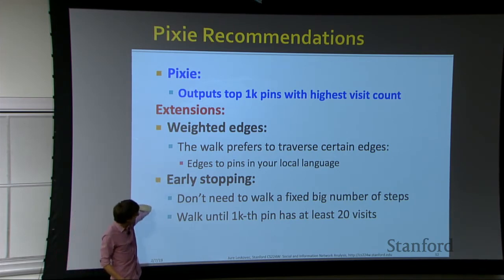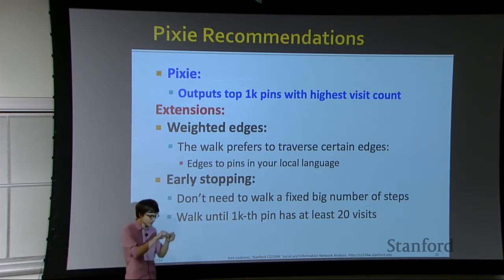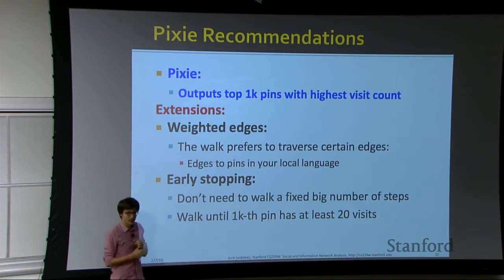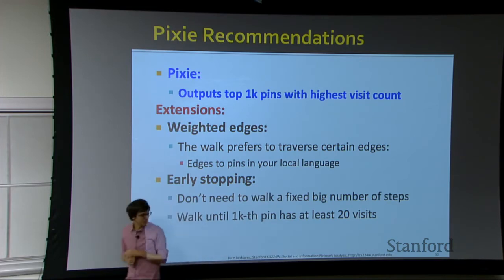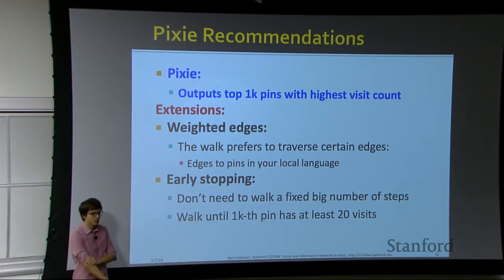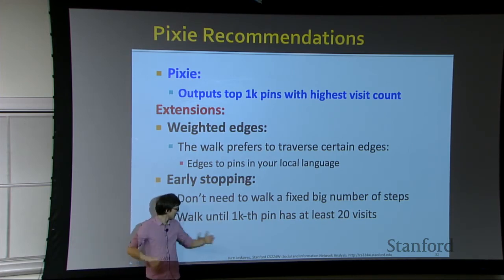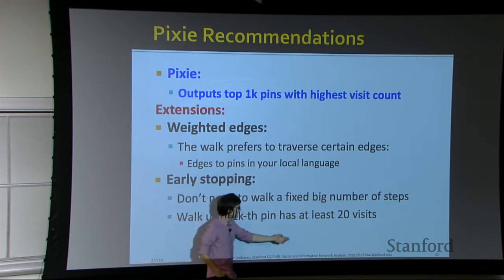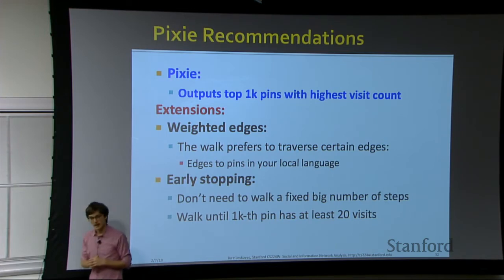So that's one thing. And then the other thing you can do is come up with this method that's called early stopping, right? Even if you simulate these random walks using this Monte Carlo approach, you could simulate them for a fixed number of steps, let's say 100,000 steps. But what you can also do is you don't care to simulate them too long. All you care about is to discover the top 1,000 closest pins to the starting pin. So one way is to say, I will keep walking until the pin at rank 1,000 has been visited at least 20 times. And when you visited it 20 times, you say, OK, now I'm certain enough that this is really at rank 1,000, and I can stop.